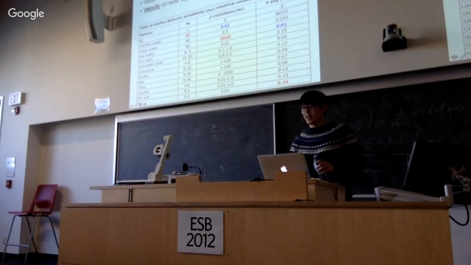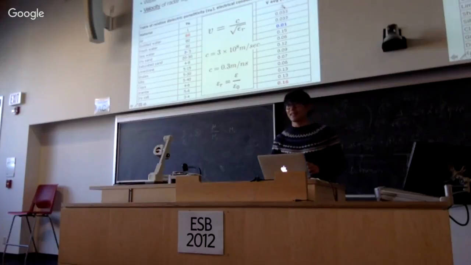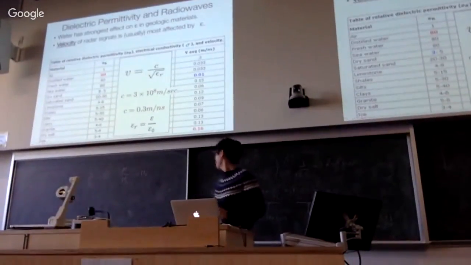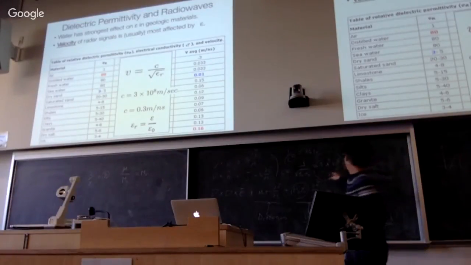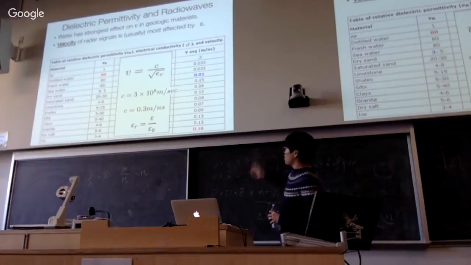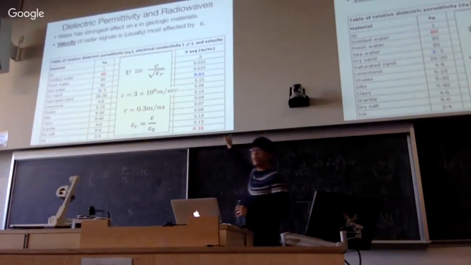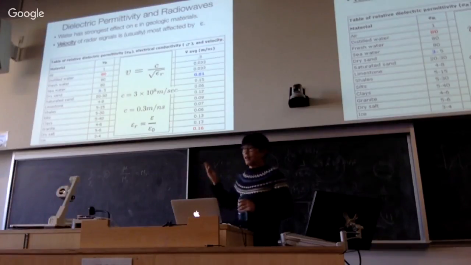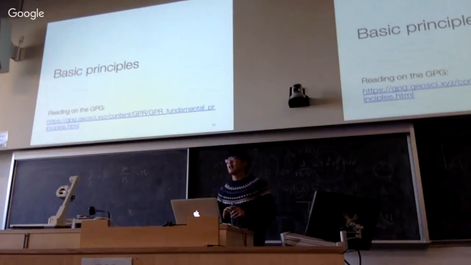And there's a given velocity. So here, 0.3 meter per nanosecond is the speed of light. Okay. So you can convert that by using this equation. Remember, the speed of light is 3 multiplied by 10 to the 8; if you convert that into meters per nanosecond, it will be 0.3 meter per nanosecond. Okay. So those are the units that we're going to use when we're introducing the velocity of GPR, or velocity of the EM wave. Okay, good. Any questions so far?